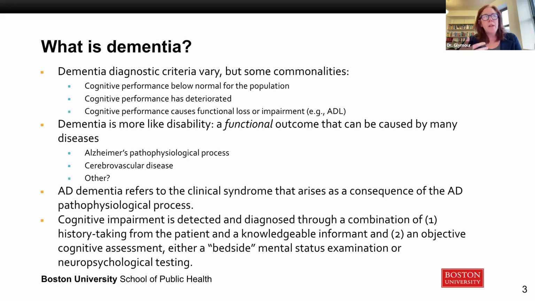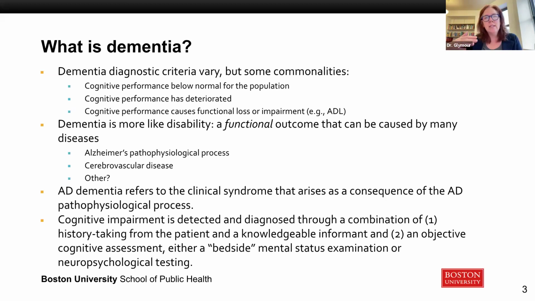It's a functional outcome that can be caused by many different diseases, including Alzheimer's pathophysiologic processes, which we think are characterized by amyloid deposition, cerebrovascular disease, which in the most marked form is considered stroke, and other diseases or causes of brain injury that lead to impairment. Alzheimer's, so when we say Alzheimer's disease dementia, that refers to the clinical syndrome that arises as a consequence of the AD pathophysiologic process.